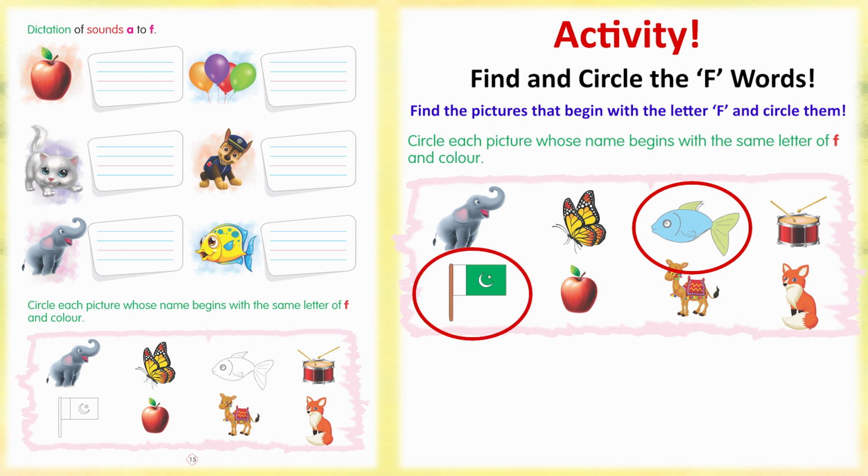Apple starts with A, no. Camel starts with C, no. Fox starts with F. Yes, it starts with F. Now circle it. The correct answers are fish, flag, and fox.